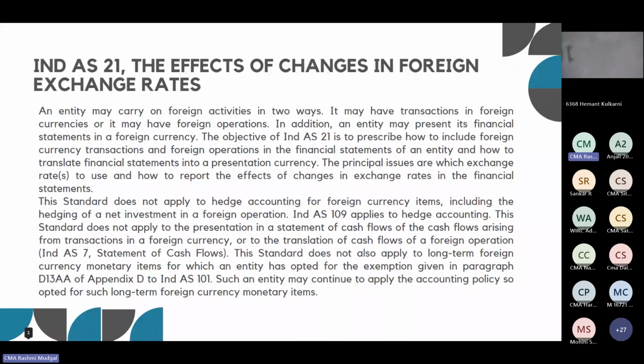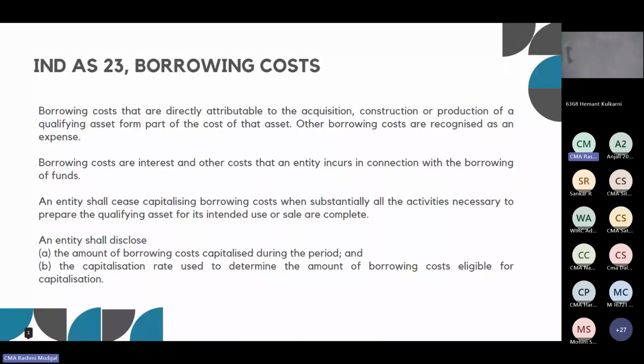Okay, this standard also does not apply to long-term foreign currency monetary items for which an entity has opted for the exemption given in paragraph D13 of Appendix A of Ind AS 101. Ind AS 101 also covers first-time implementation of Ind AS. Such an entity may continue to apply the accounting policy so opted for such long-term foreign currency monetary items.